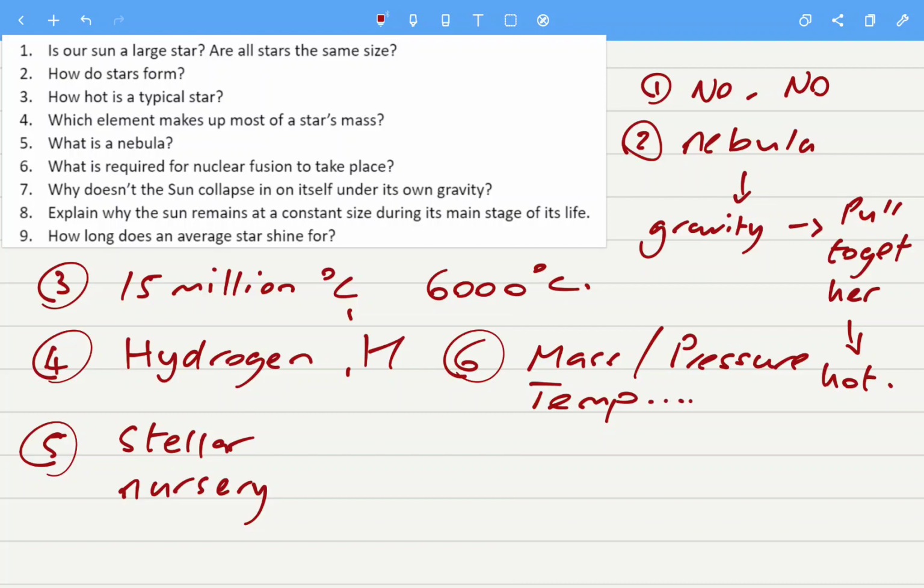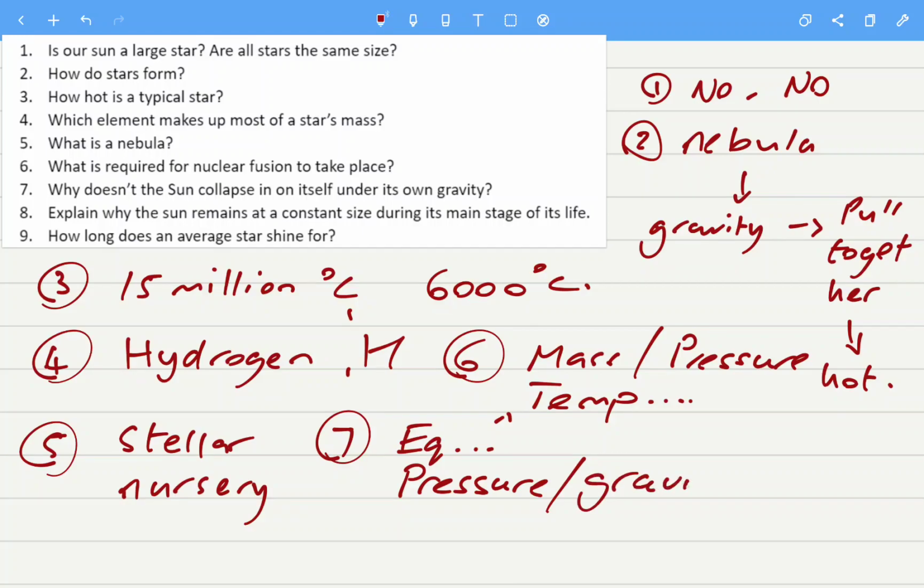Number 7. Why doesn't the sun collapse in on itself under its own gravity? That's the equilibrium condition. I'll just write, that means equilibrium. And we've got pressure being balanced. The pressure due to the nuclear fusion counteracting the gravitational force that's trying to crush it.